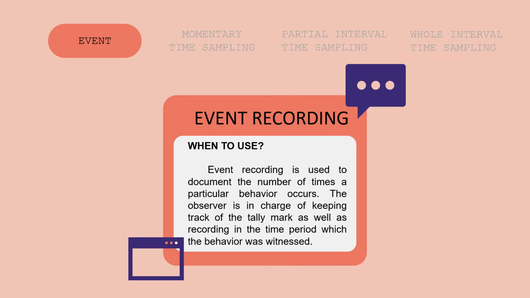Event recording, when to use. Event recording is used to document the number of times a particular behavior occurs. The observer is in charge of keeping track of the tally marks as well as recording the time period in which the behavior was witnessed.